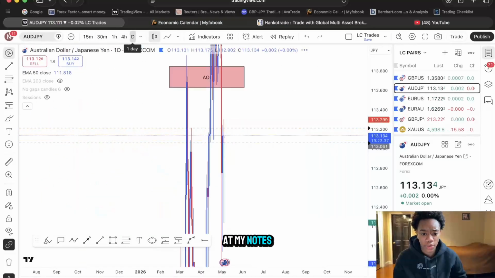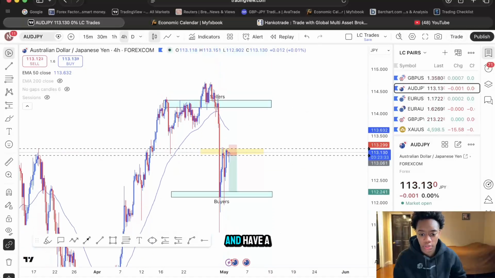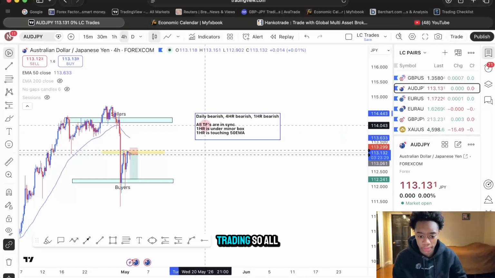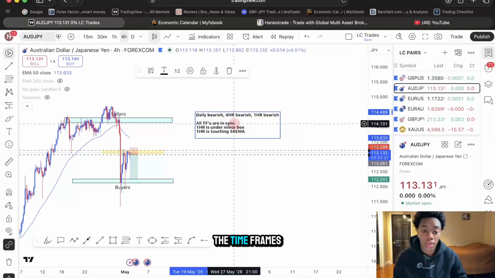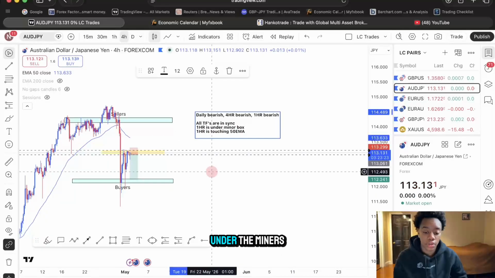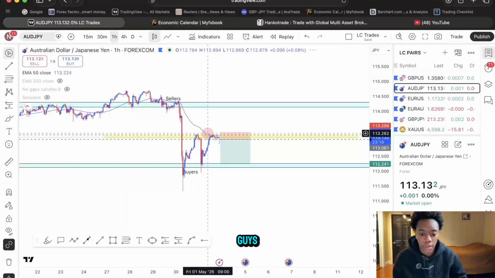But yeah, let me look at my notes real quick because it's important to make notes and have a lot of confluences when you are trading. So all the time frames are in sync. You already know the daily, the 4 hour, the 1 hour. 1 hour is under the miners box and 1 hour is touching the 50 EMA. Let me just show you guys.